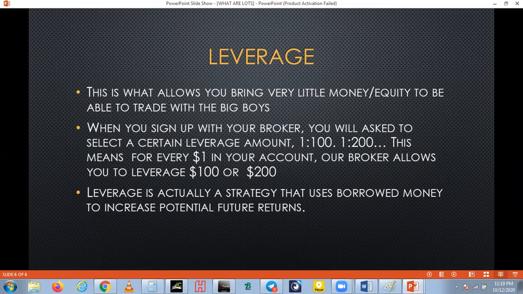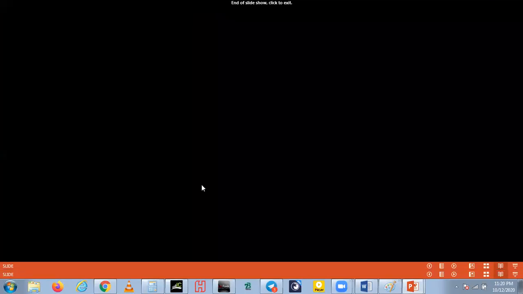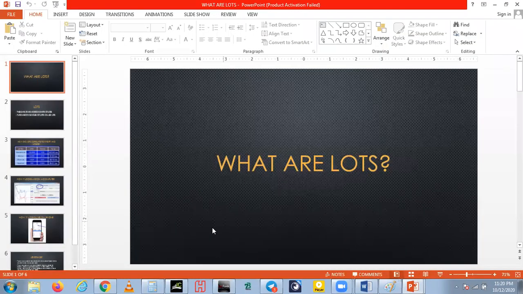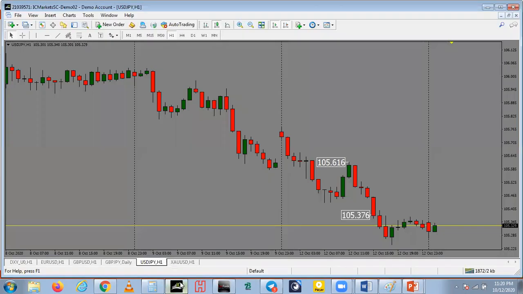And the highest leverage I will ask anyone to use is 1 to 500, which is fair enough. So that's it for leverage. That's the end of the class. I hope we got value today.